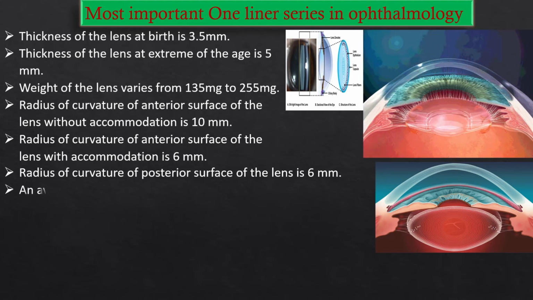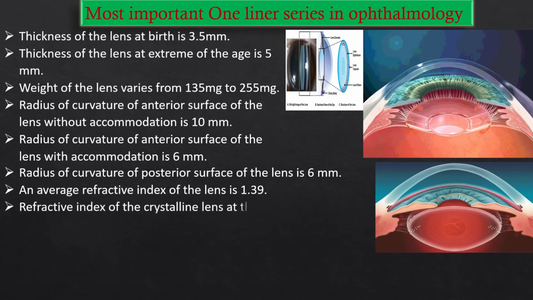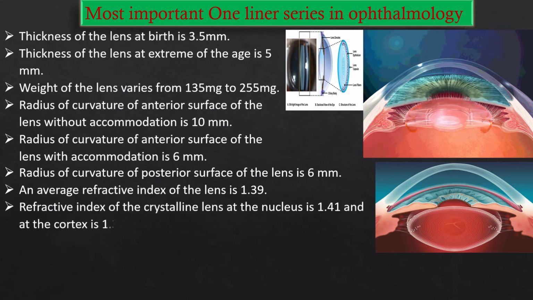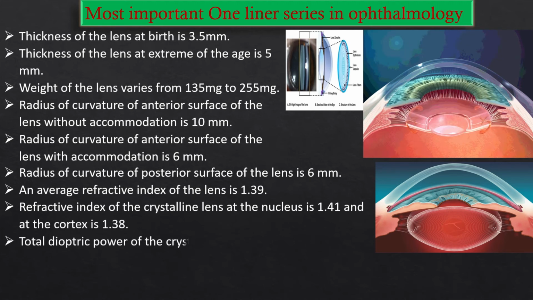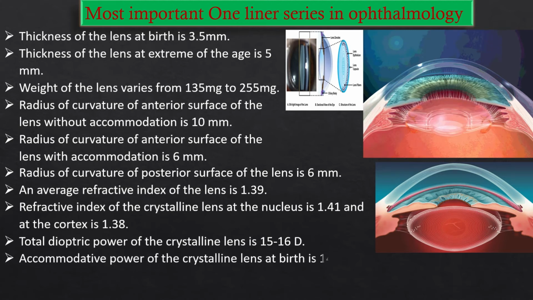An average refractive index of the crystalline lens is 1.39. Refractive index of the crystalline lens at the nucleus is 1.41 and at the cortex is 1.38. Total dioptric power of the crystalline lens is 15 to 16 diopter. Accommodation power of the crystalline lens at birth is 15 to 16 diopter.